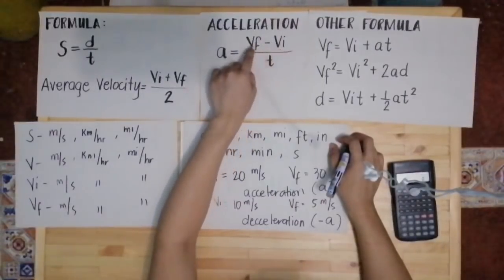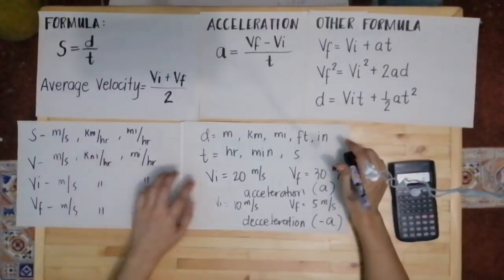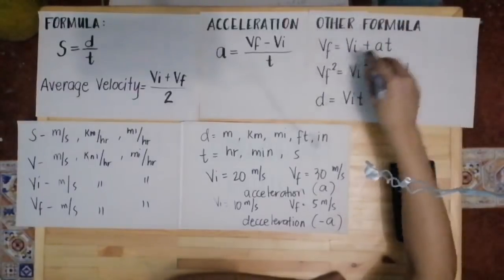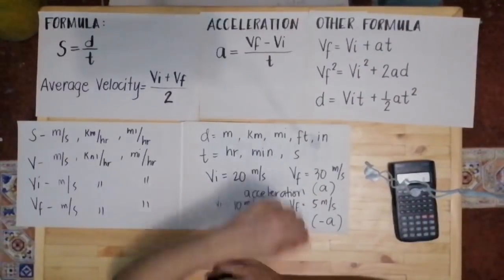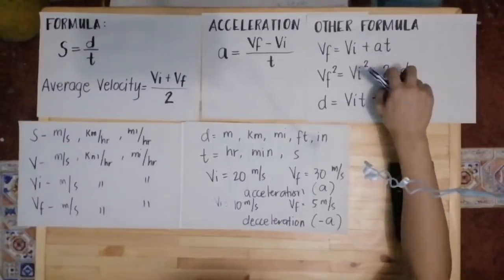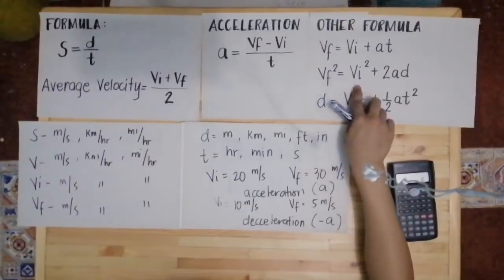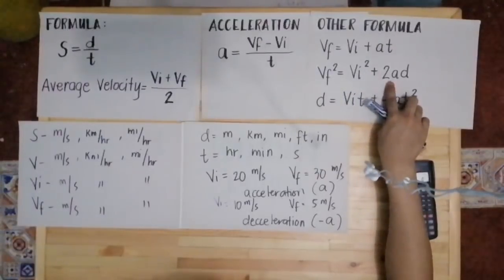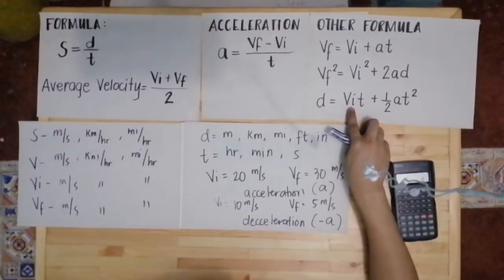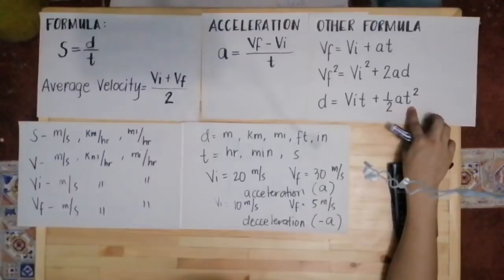So, yung mga velocity na yan, basta velocity, ang unit na makikita natin ay itong mga to. Okay, meter per second, kilometer per hour, miles per hour, etc. Then, these are the other formulas that we can use to solve the word problems. We have the VF, final velocity equals initial velocity plus acceleration times time. We also have final velocity squared equals initial velocity squared plus 2 times acceleration times distance. Then distance equals initial velocity times time plus 1/2 times acceleration times time squared.